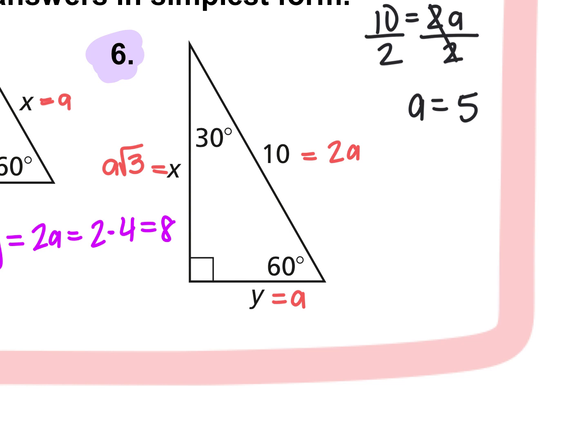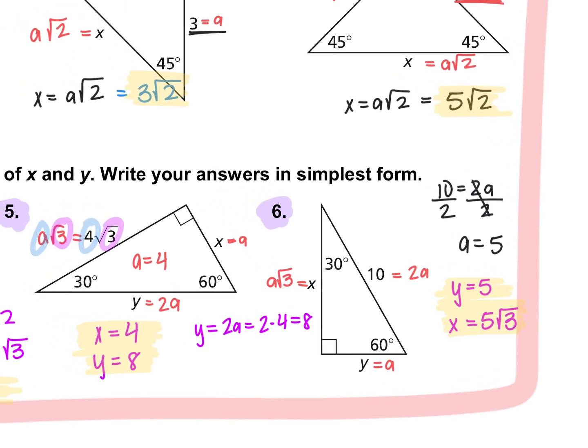All I have to do now is plug it in. If A equals 5 and Y equals A, Y is just going to be 5. And X is going to equal 5 radical 3. Just plug it in. All right, questions on these 6?